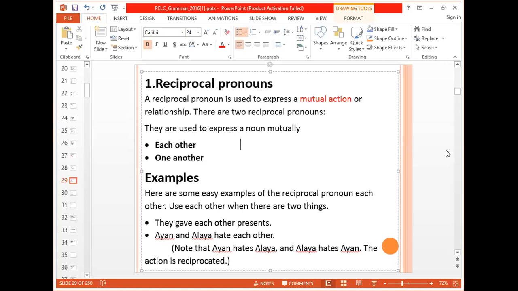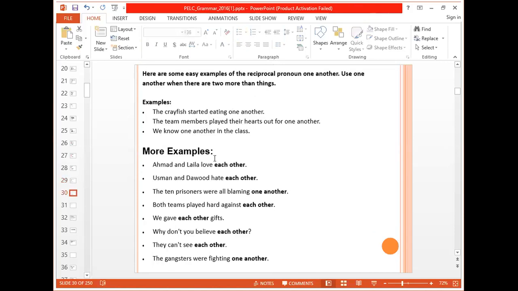In reciprocal pronouns, some people say there is no difference between each other and one another. According to some grammarians, let me explain here. First of all, you can check out the examples that I have given you. Ahmad and Laila love each other. Usman and Dawood hate each other. The 10 prisoners were all blaming one another.